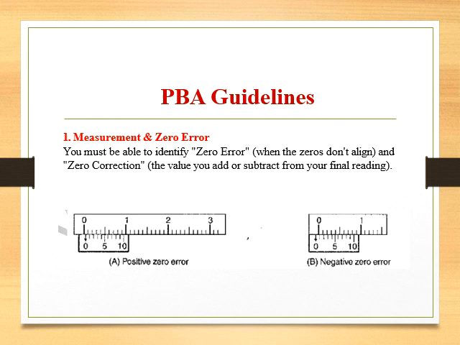Okay, PBA guidelines. So here we have taken few of the questions. Like we want to give you an example, like what type of questions and how you need to attempt those questions. Like here we have a figure in which zero error of vernier caliper is mentioned. So you need to identify whether the zero error is positive or negative. Also you can define when the zero error is positive, when the zero error is negative, then go for the figure A shows this type of error, the figure B shows this type of error.